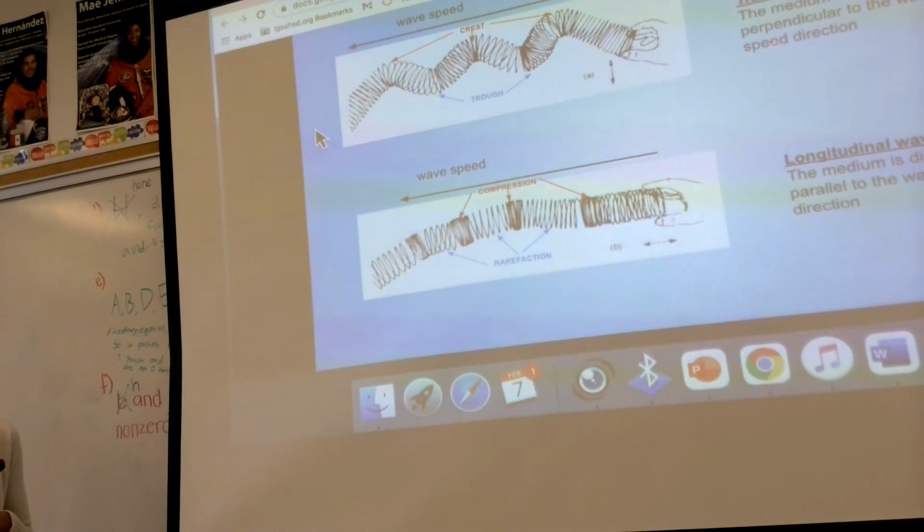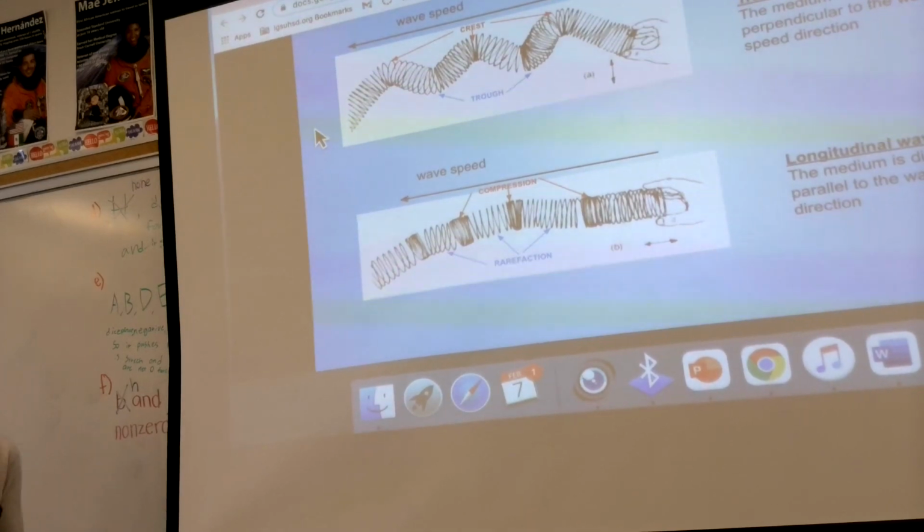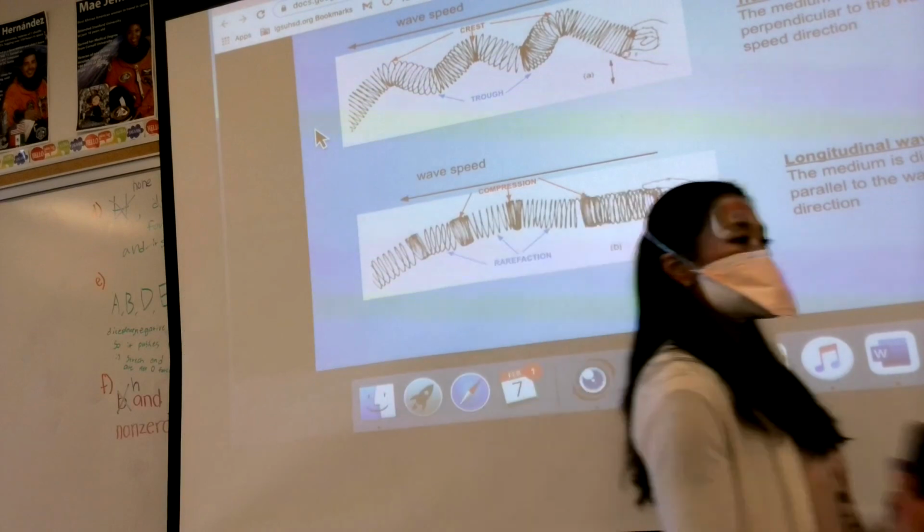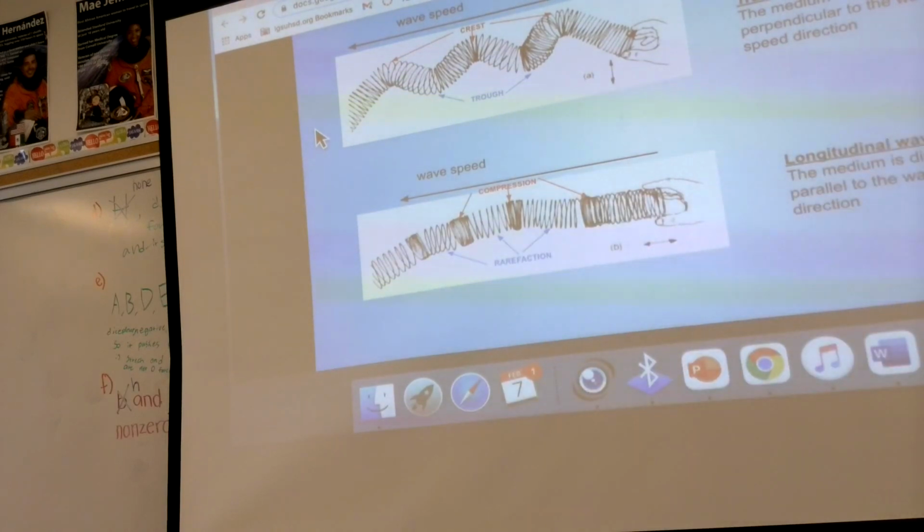So transverse direction is perpendicular. Longitudinal, the direction is parallel. We've got compressions and rarefactions and crests and troughs. All of this stuff is going to be what your homework is going to ask you questions on.